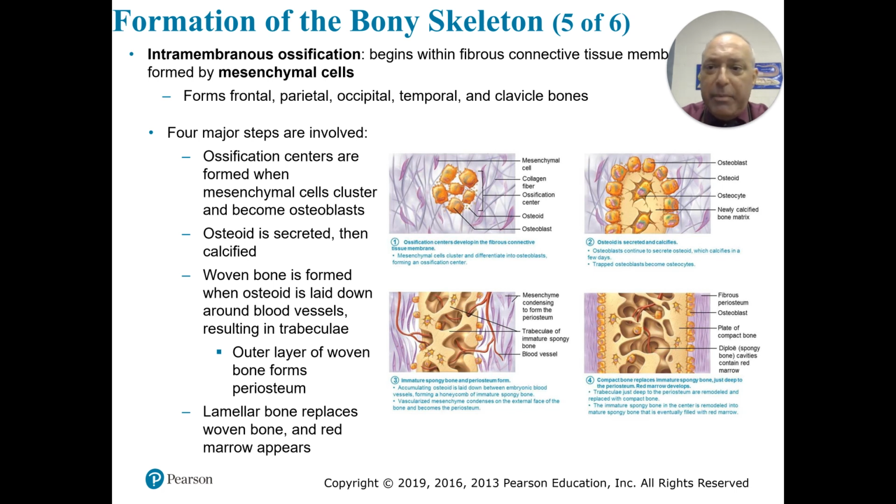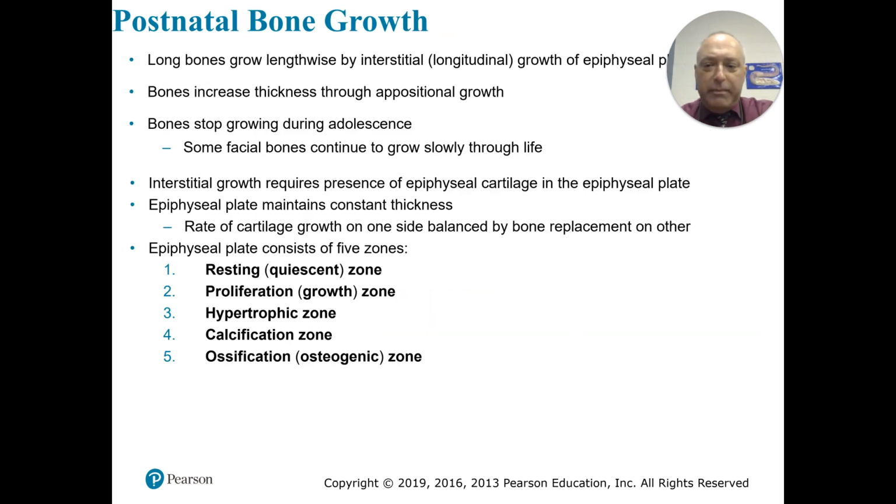So there are four steps in intramembranous ossification. The ossification centers develop in the fibrous connective tissues, the osteoid is secreted and calcified, the immature spongy bone and periosteum form, and then the compact bone replaces immature spongy bone just deep to the periosteum, and the red marrow develops.